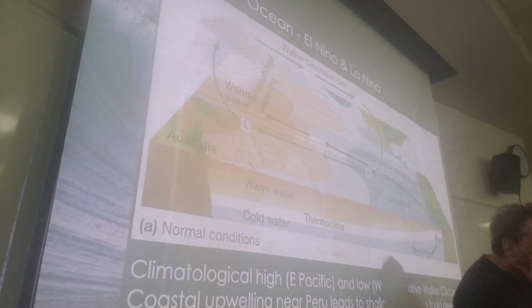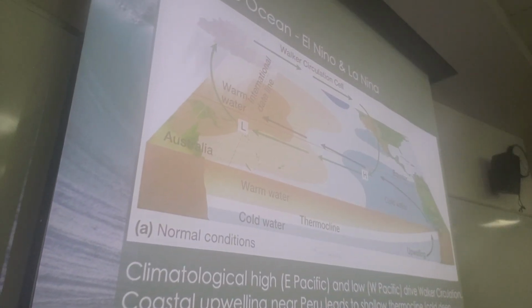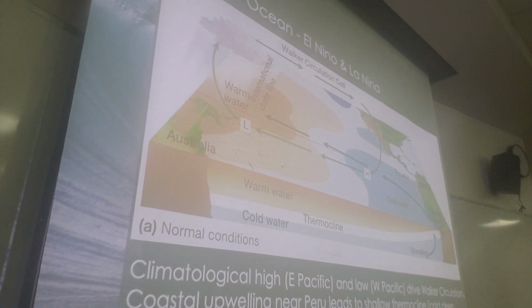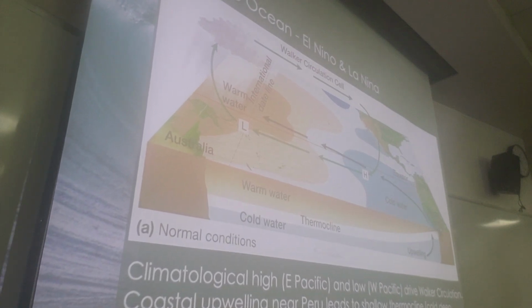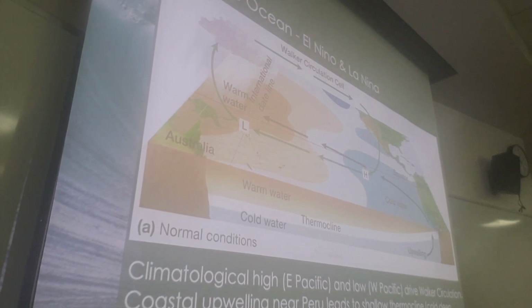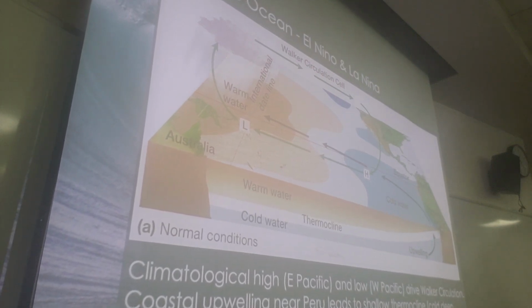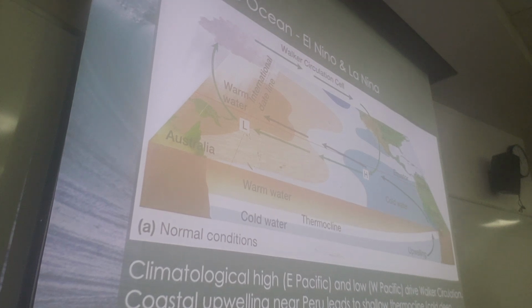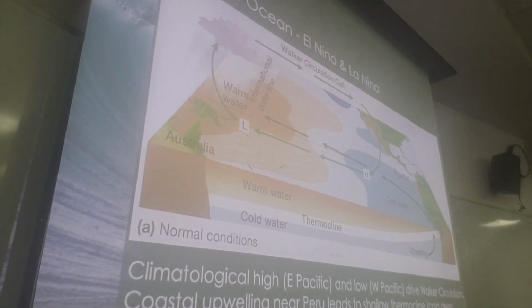In the Pacific Ocean, the number one thing we talked about was El Nino and La Nina. These are some of the dominant modes, the most important forms of climate variability on Earth. Essentially it's a phenomenon involving the warming of the equatorial Pacific. So this is a diagram that shows what's called the normal conditions.